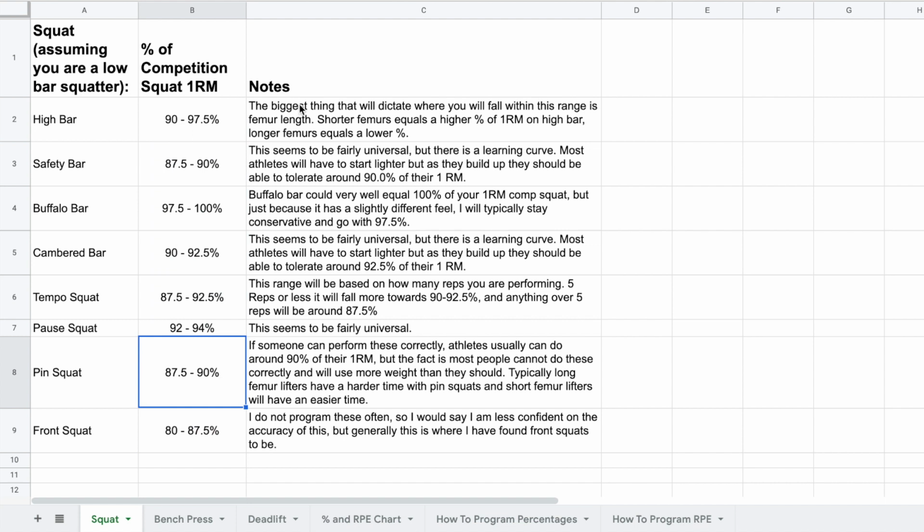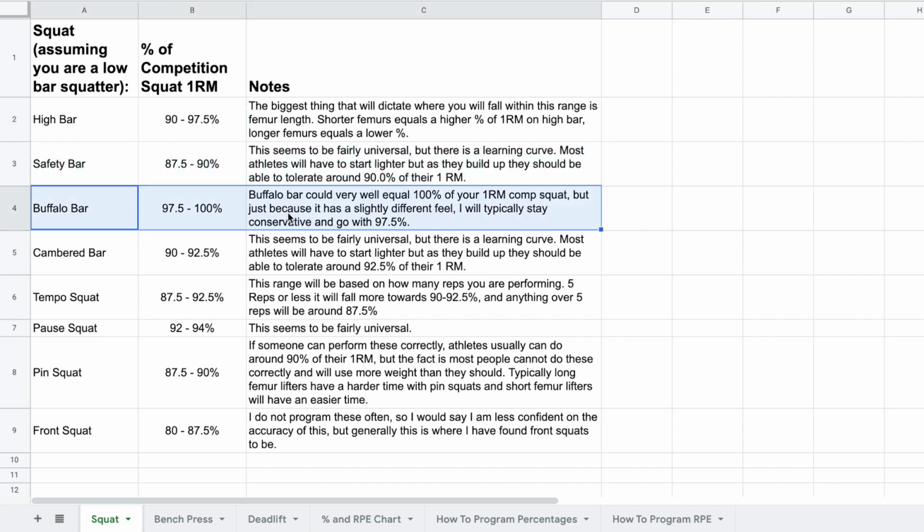But high bar and safety bar together, both of those are very dictated by someone's general mechanics. You've probably seen high bar squatters. Many of them that are really, really good tend to have longer torsos and shorter femurs, as they're able to stay more upright, which means they're going to be able to high bar more than someone with longer femurs and a short torso. So the same kind of goes for safety bar as well.